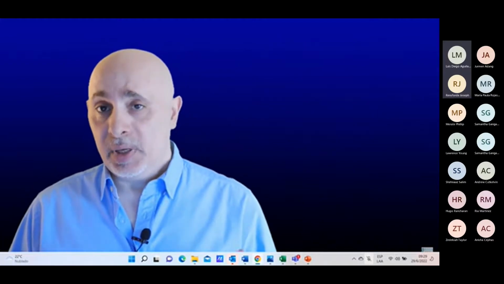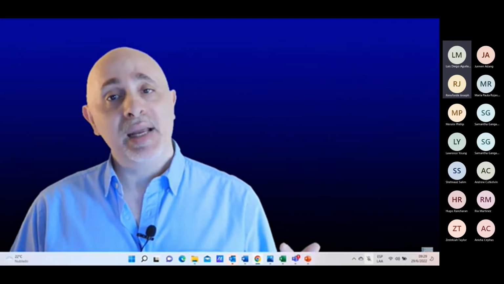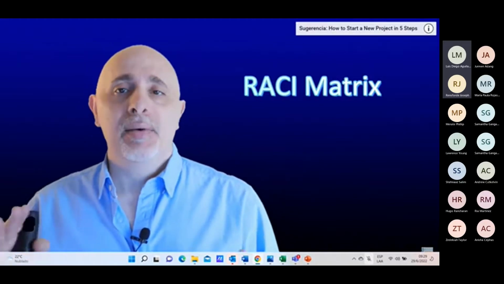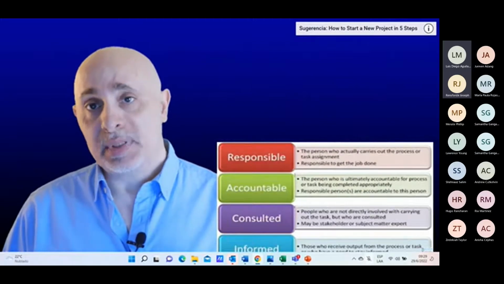Now, there's another technique that I really, really love. Actually, this is a tool. It's called the RACI matrix or RACI chart. The RACI chart, the acronym RACI, stands for responsible, accountable, consulted, and informed.